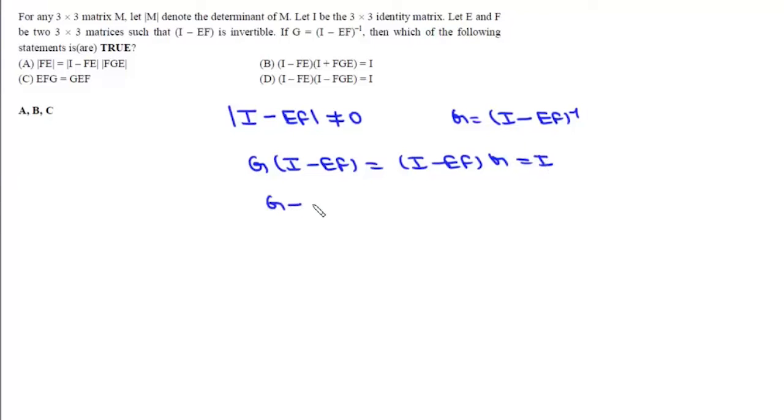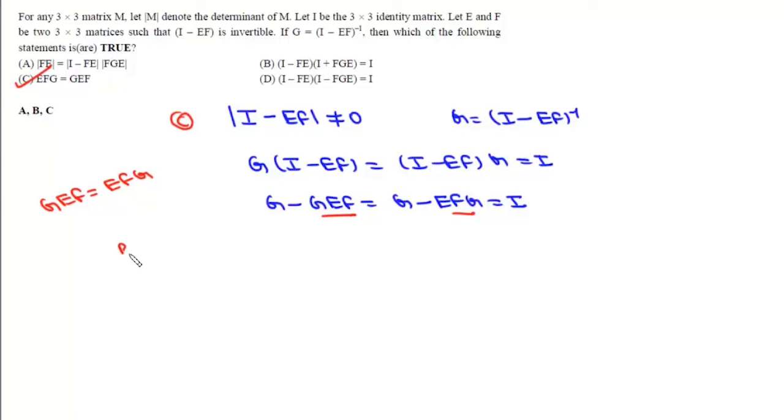Now this is G minus GEF, it must be equal to G minus EFG, and it must be equal to I. Now we compare these two expressions, then from here we can write GEF must be equal to EFG. That means this option C is correct. So this is option C.